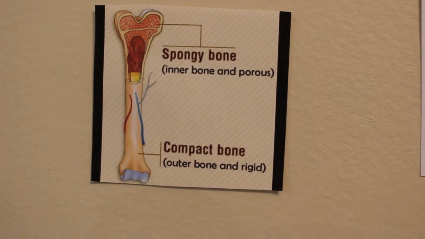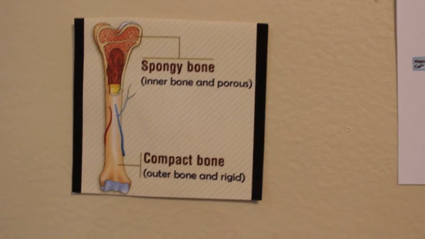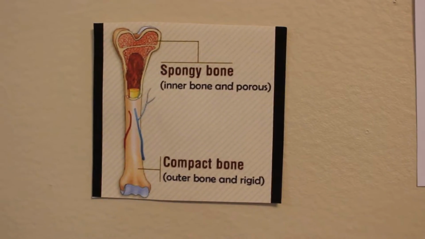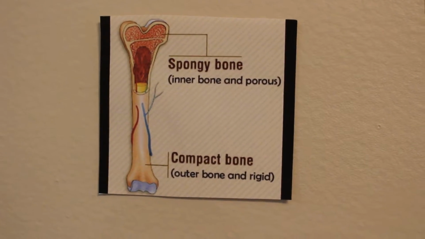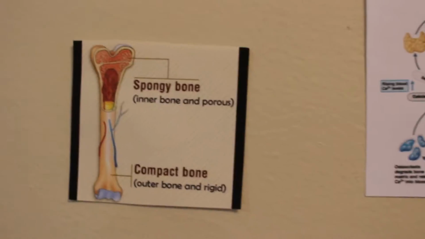And there's osteoclast and osteoblast bones. So osteoclasts break down bones, and osteoblasts build up bones. And with the osteoclast and osteoblast activity, I will start talking about calcium homeostasis.